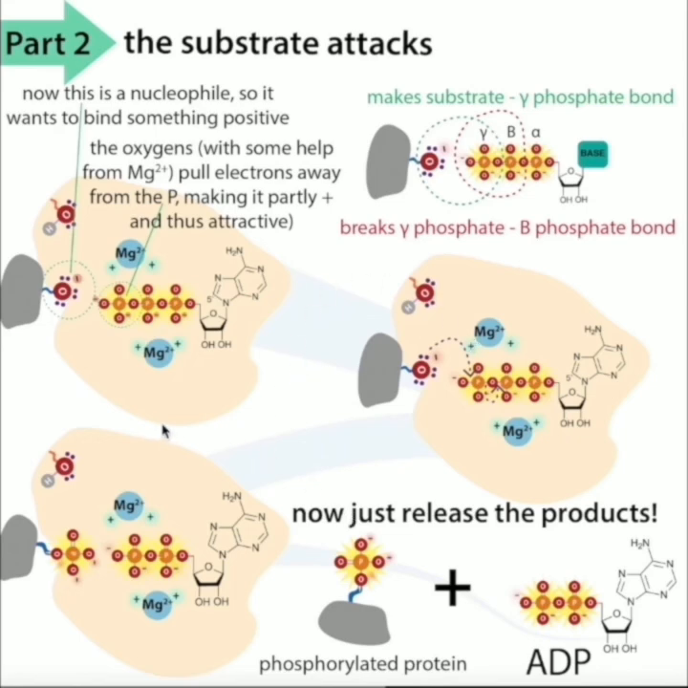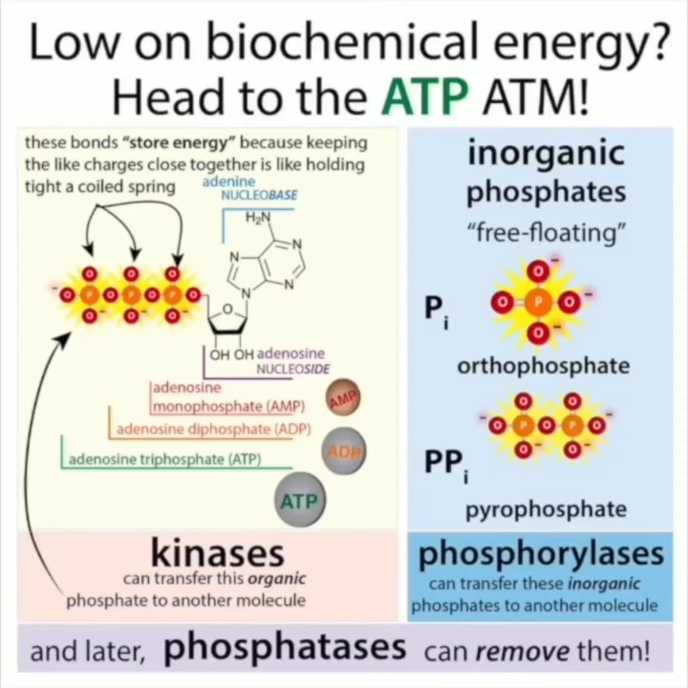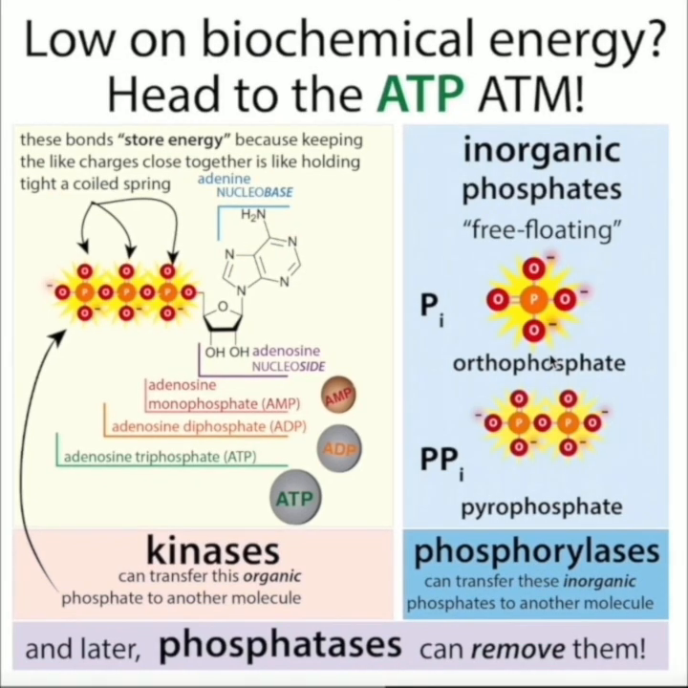And then at this point, you can release the product. So you have a phosphorylated protein and then you have ADP. Now your protein might be changed, and it can do different things. But this isn't necessarily a permanent change, because there are also enzymes called phosphatases that can actually remove the phosphorylation.